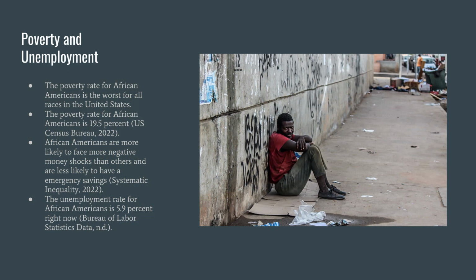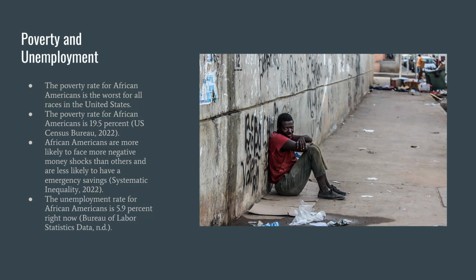Next, I'm going to be talking about some struggles that African Americans go through. First is poverty and unemployment. The poverty rate for African Americans is the worst for all races in the United States. The poverty rate for African Americans is 19.5%, according to the U.S. Census Bureau. African Americans are more likely to face more negative shocks than others and are less likely to have emergency savings. The unemployment rate for African Americans is 5.9% right now.